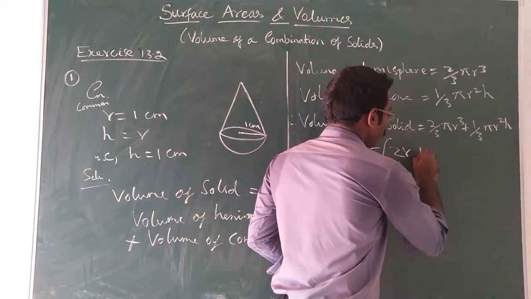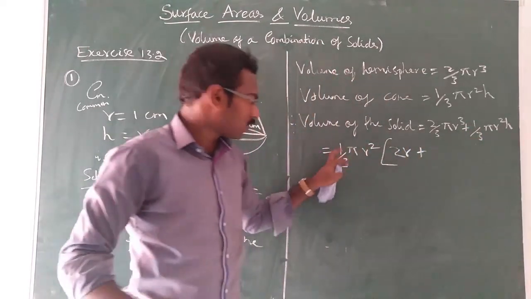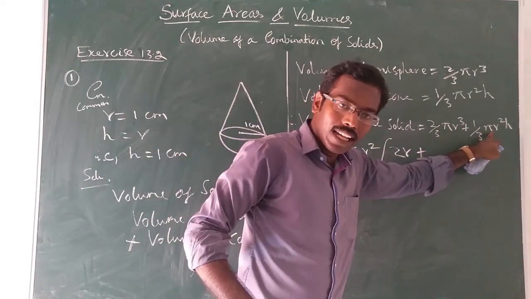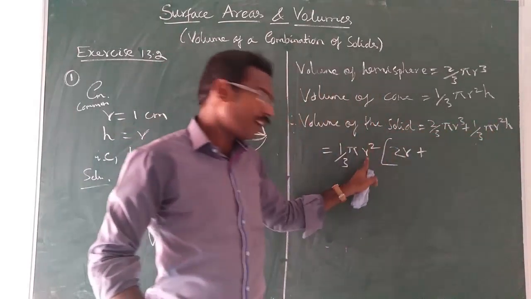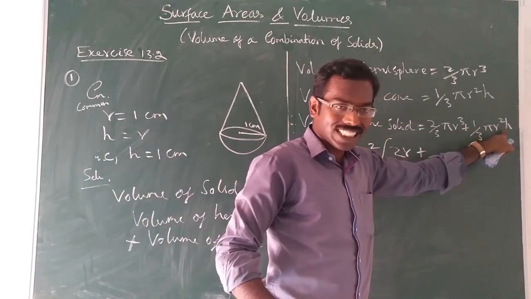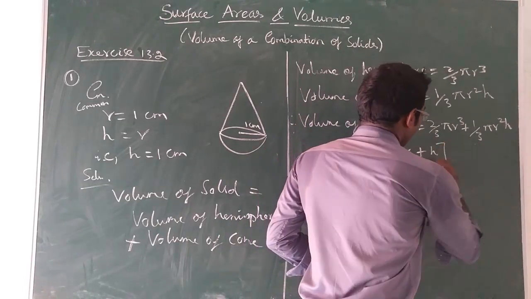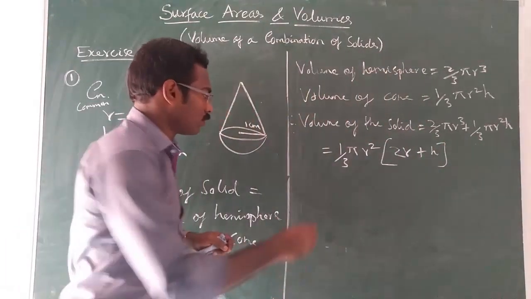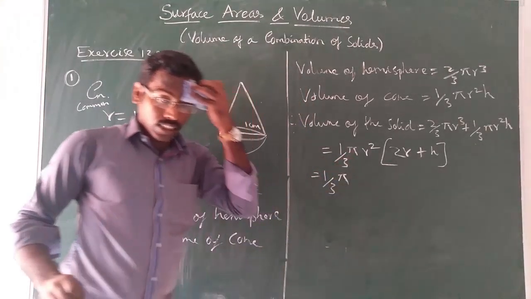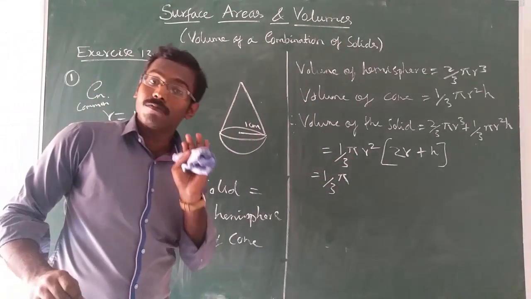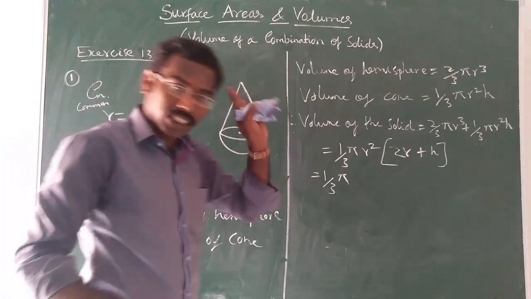So 2r plus. Here 1 by 3, here also 1 by 3. Here pi, here also pi. But here r square, here also r square. Remaining what? h is there, no? So I am writing there. That's all. Now I will apply the values. Don't apply the value for pi because you need to find the answer in terms of pi. So keep the pi as pi only.